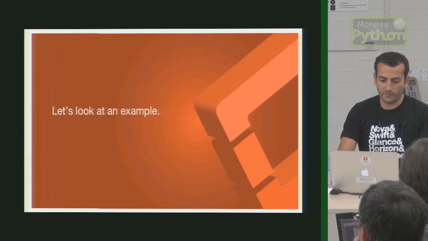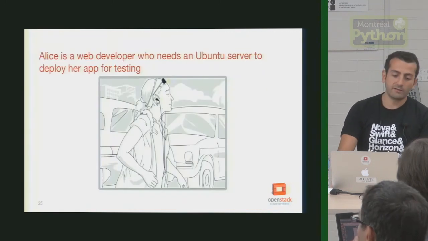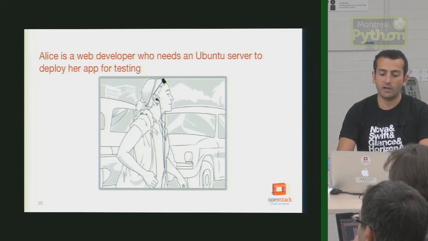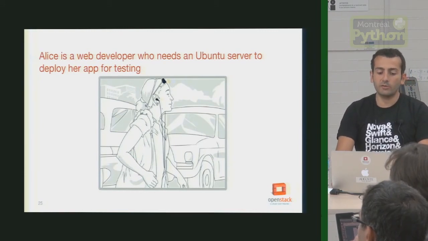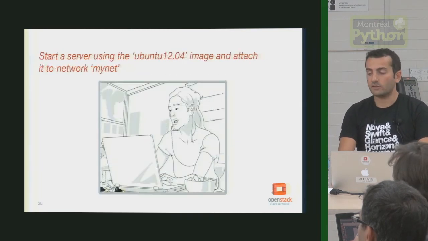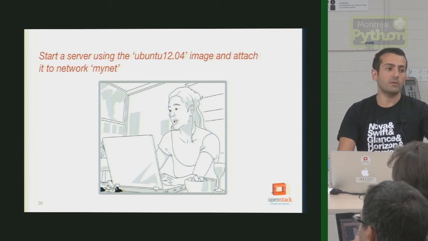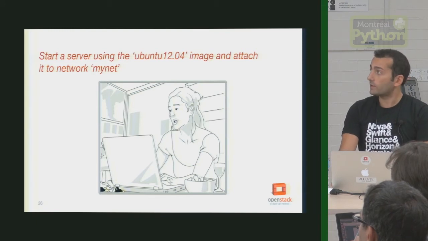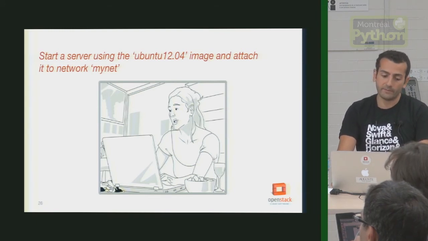So that's the overview. Let's take a simple example. We have Alice, a web developer, a nice girl, happy and stuff. She wants to spawn an Ubuntu server for her app to do some testing. So she starts a new server using Ubuntu 12.04, the one we were seeing in the image service catalog, and she wants to attach it to the network called MyNet.